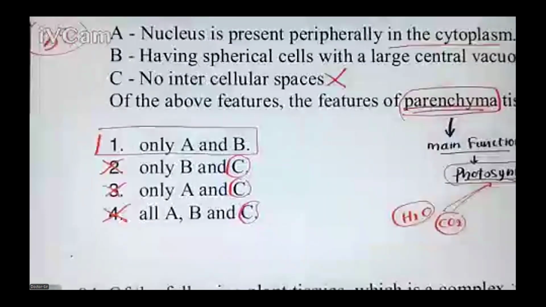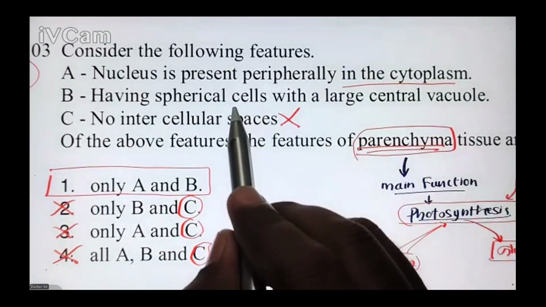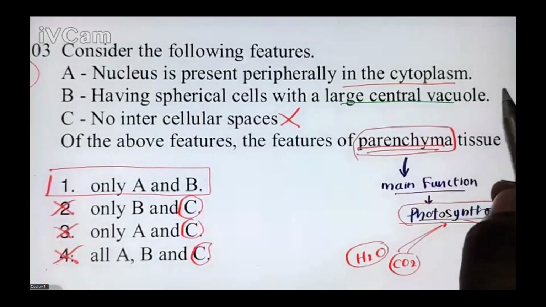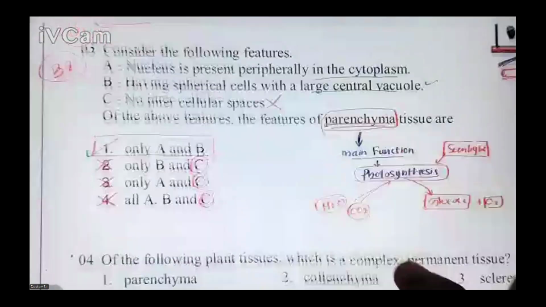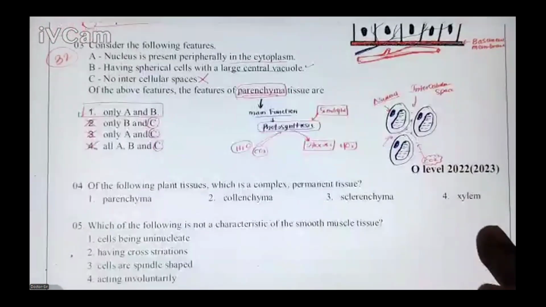Okay, right. Now nucleus is present in the periphery. Having spherical cells with the large centriole, yes, that is also correct, I thought. Now the answer we take is answer 2, answer 1. Okay, right. Now we will move on to the next part.